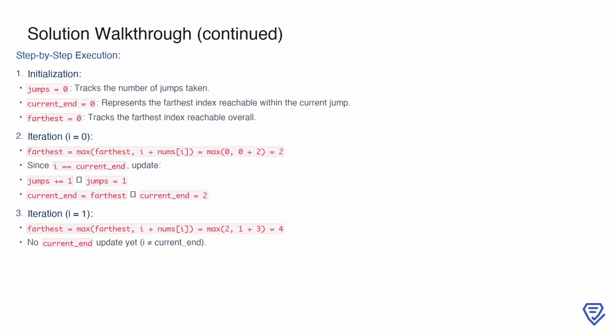Continuing, at index 1, we recalculate farthest as the maximum of its current value and 1 plus 3, which gives farthest equals 4. Since index 1 is not the end of our current range, no other updates are made yet.